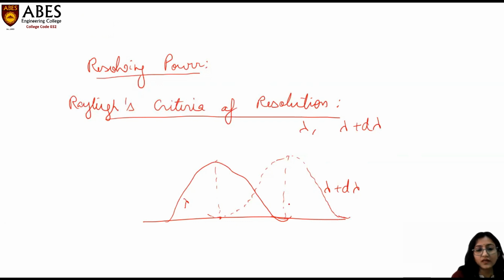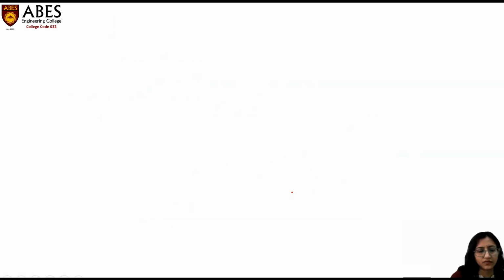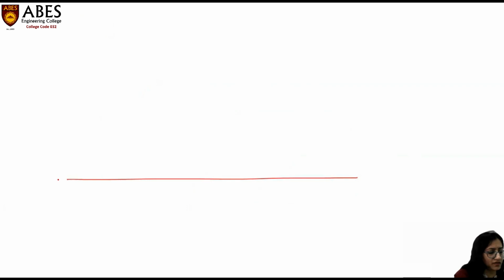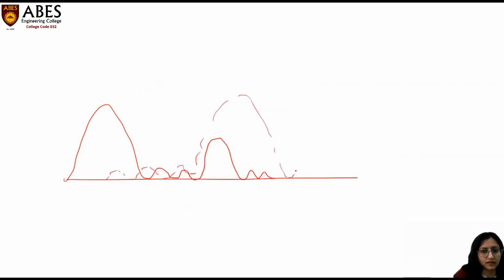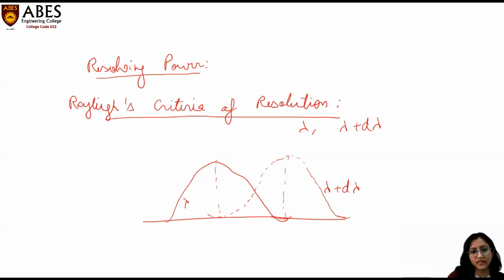If we have a condition beyond it, say for example in this manner, this is the spectral diagram. This is the principal maximum, and these are the secondary maxima. Again, we have this type of diagram, and for the other wavelength we have this type of diagram. In this case, the peaks for lambda and lambda plus d lambda are quite far away, so this case is highly resolved.